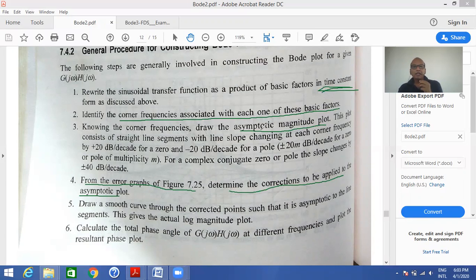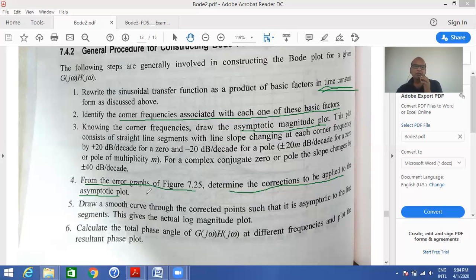The multiplied factors are converted into additive ones. Starting from the origin, add the first factor with the second, the second with the third, the third with the fourth, and so on up to the last term. Add all the factors. Then apply the error correction. At least you should draw the magnitude Bode plot. This is known as the asymptotic magnitude Bode plot.